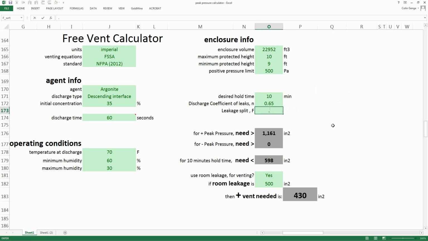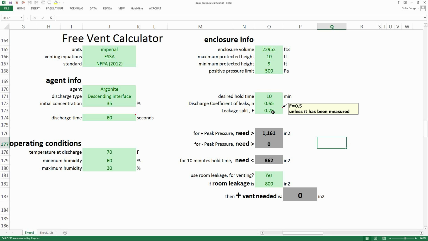So in the case of the leakage split, let's say it's 0.2, 0.25. So we now can have, say, 800 square inches of enclosure leakage. So just by looking at the leakage split there, you notice that we don't need a vent anymore. So we've taken an enclosure that needed a vent, we've reconsidered, and decided that we can do an enclosure integrity test for hold time with a flex duct or plastic on the ceiling in order to measure the leakage split.